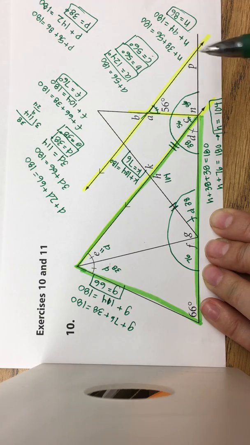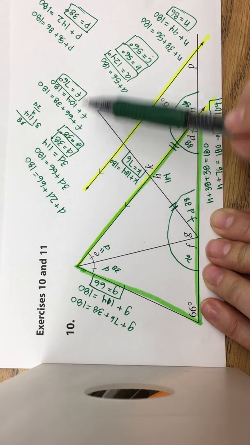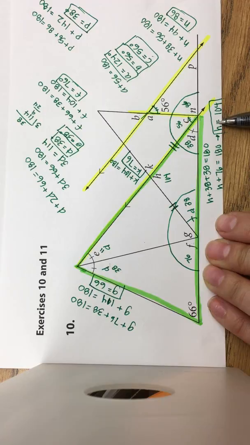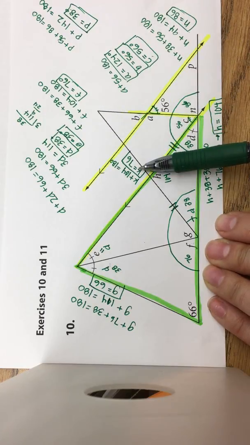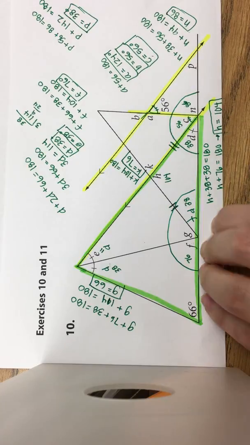And that should be all of them, A, B, C, D, E, F, G, H, K, N, P.